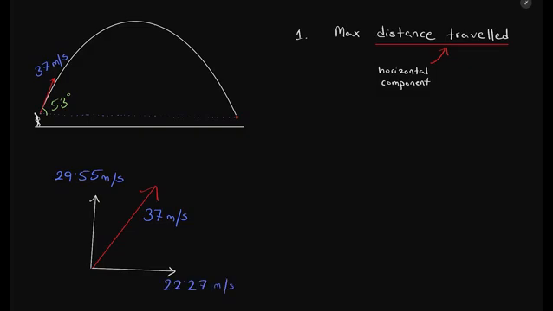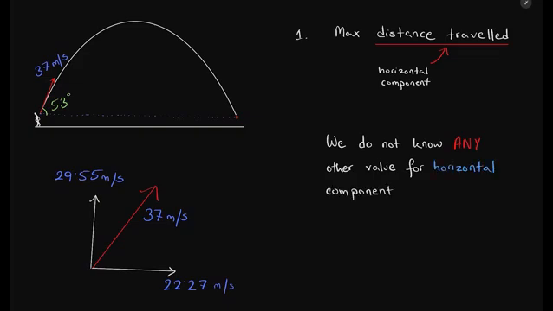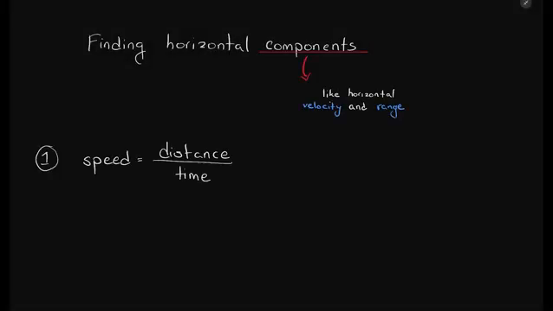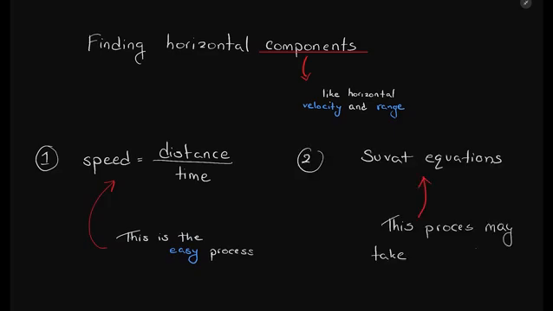Here we run into a problem. We do not know any other value for the horizontal component except the initial horizontal velocity. So we can use two things. One, using the normal speed equals distance by time formula, or we can use the SUVAT formula to find the time and later use that in a horizontal component formula. Let's practice the tougher one, shall we?